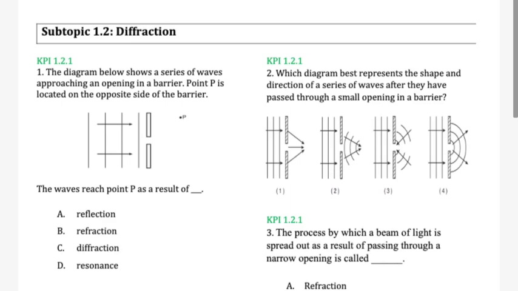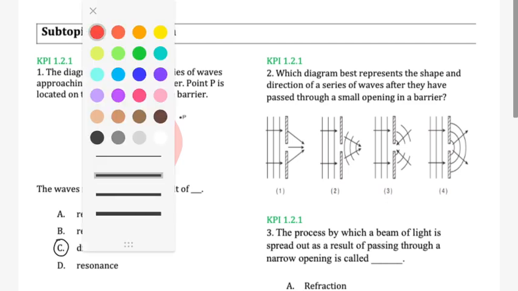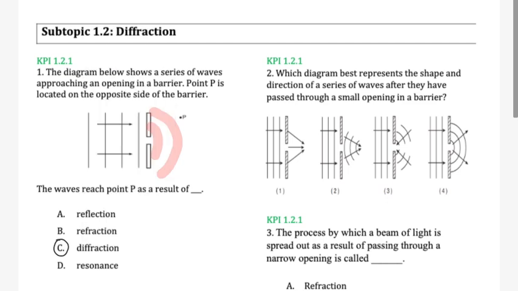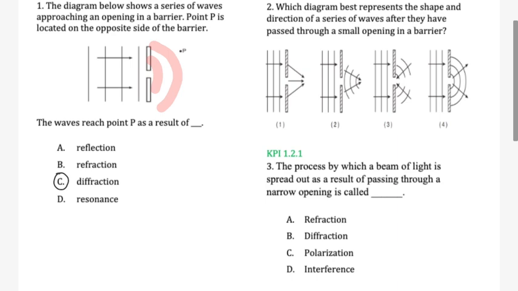Chapter 12, general 1.1, diffraction. Question 1. The diagram below shows a series of waves approaching an opening in a barrier. The waves reach point P as a result of diffraction. Which diagram best represents the shape and the direction of the waves after they pass through a small opening in a barrier? So it is this one, option 4.